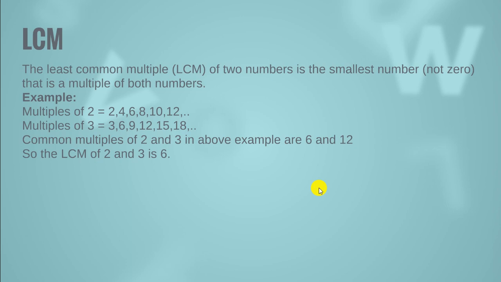LCM, the least common multiple of two numbers, is the smallest non-zero number that is a multiple of both numbers. So in the example, you can see that multiples of 2 are 2, 4, 6, 8, 10, 12, and so on, and multiples of 3 are 3, 6, 9, 12, 15, 18, and so on. The common multiples of 2 and 3 are 6 and 12. So the least common multiple of 2 and 3 is 6.